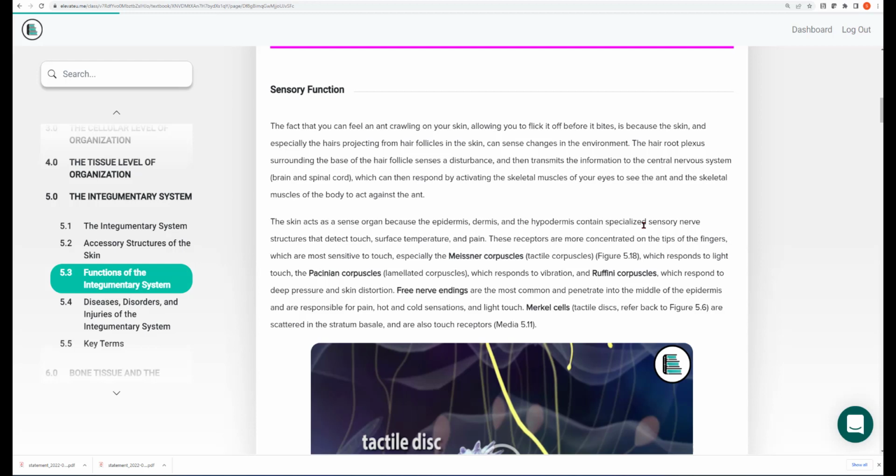So each of these different types of nerve endings, I'm not going to focus on here. I'm instead going to focus on them when we get to the nervous system. You might be asked to label something in mastering about these different nerve endings, but I'm not going to hold you to them on this test related to the skin.